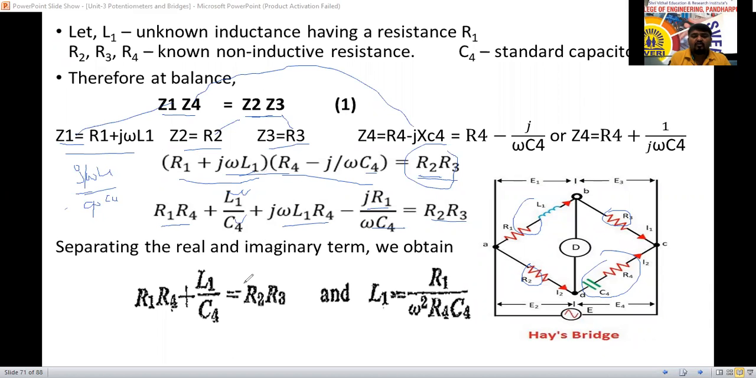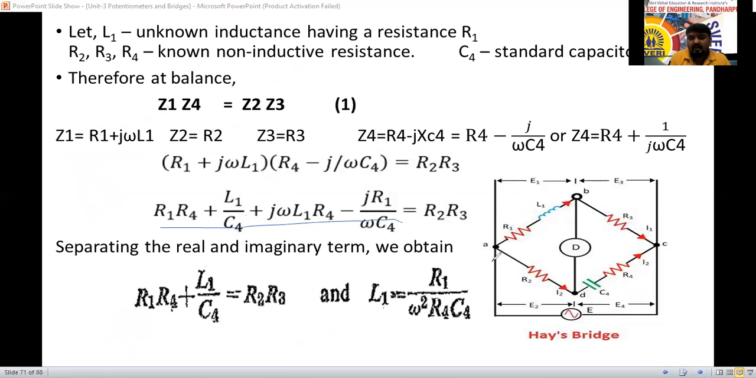From this one we have to separate the real term and imaginary term here. See here, this is a very important thing. Up to here there is no problem, but from here only it is a problem. So separating the real term, this is the real term. There is no J term here, no complex term is there. So this one, R1 R4 plus L1 by C4 equal to R2 R3, we have written.